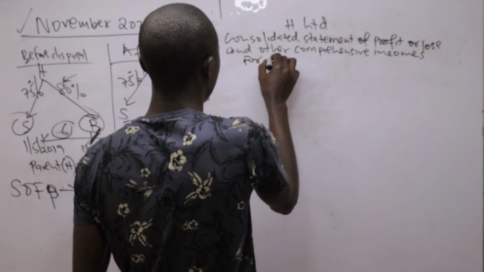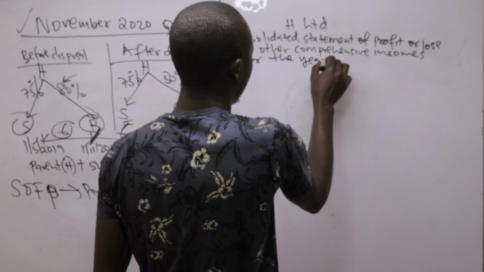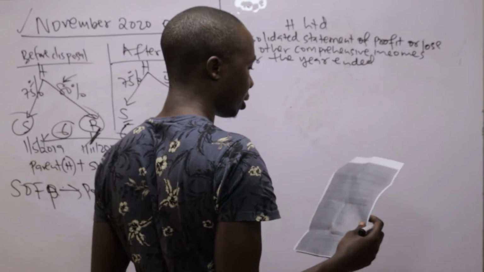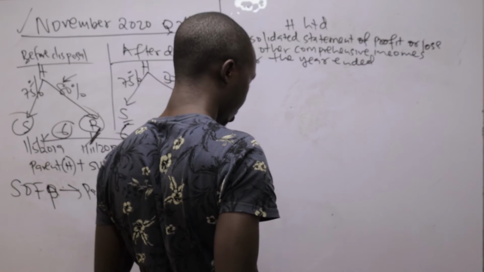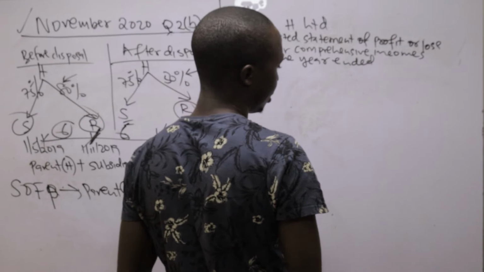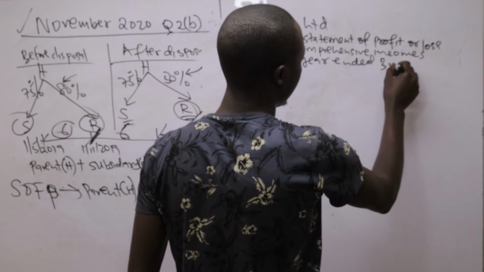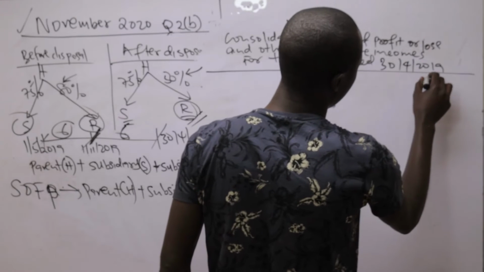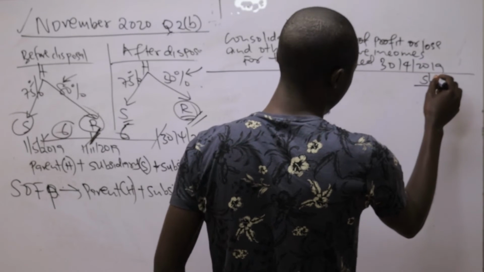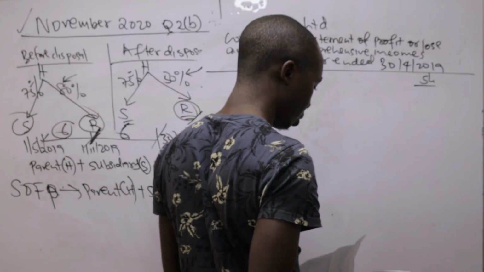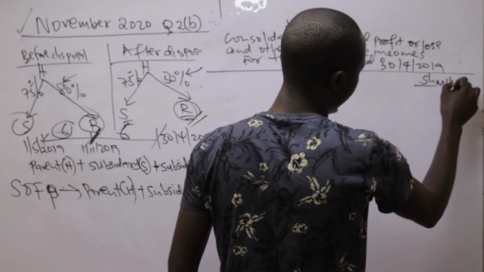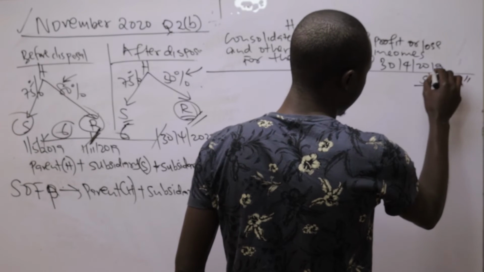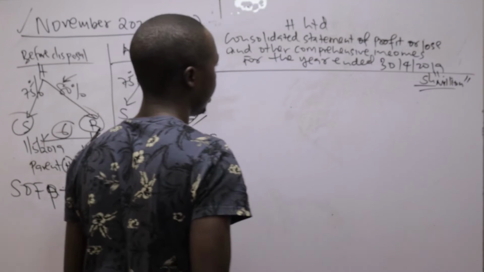So that is for the year. For the year ended when? Our financial year was ending on 30th April 2020. So that is 30th April 2020. In this scenario, shillings in what? Based on the equation, it's in million. These guys were dealing with six figures, millions.